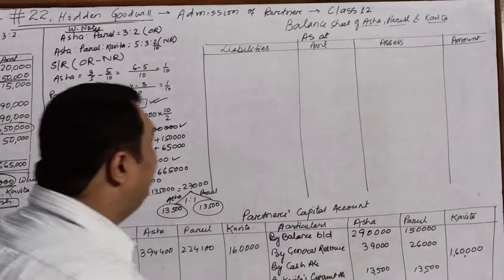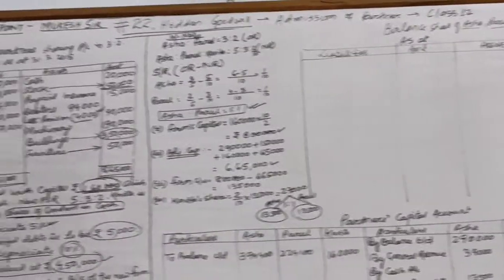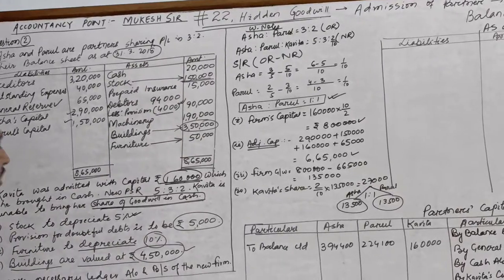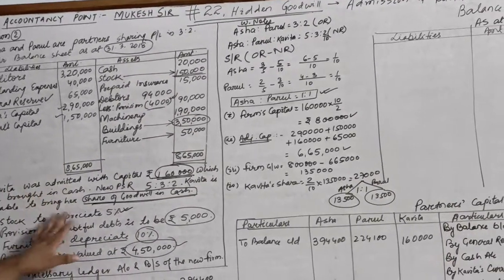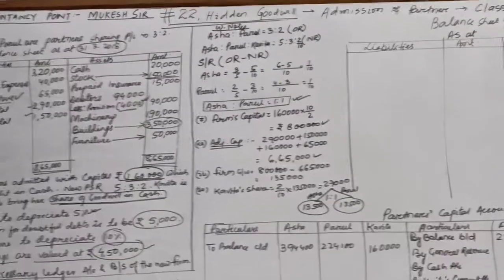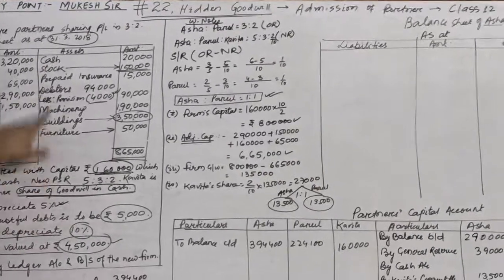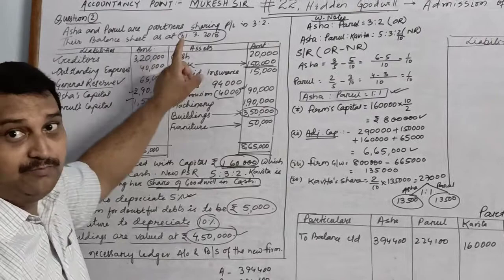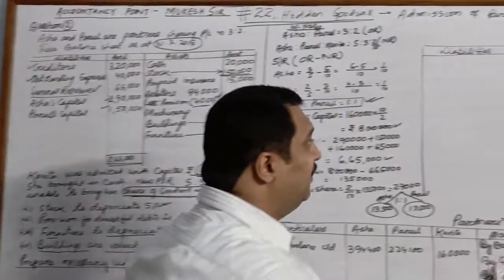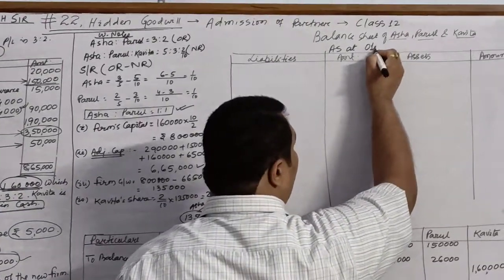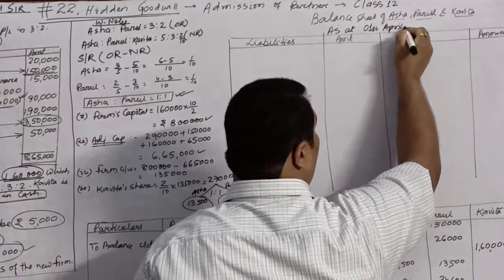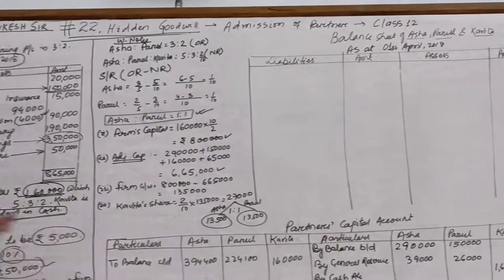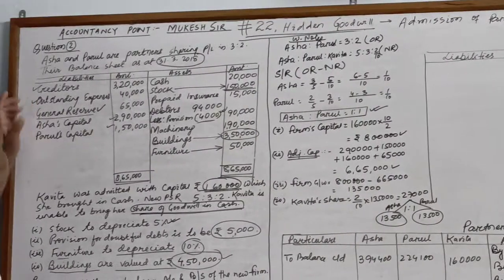In order to give the date, first of all, look at the date of your old balance sheet. The balance sheet old date was 31st March, and the new partner's admission date has not been given. So obviously we cannot prepare the new balance sheet on 31st March. It will be prepared on 1st April. So here I write 1st April 2018.